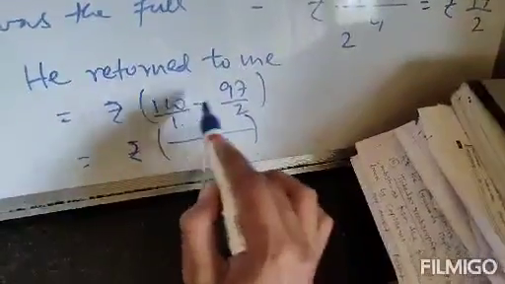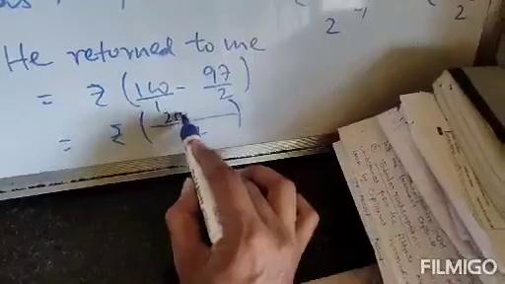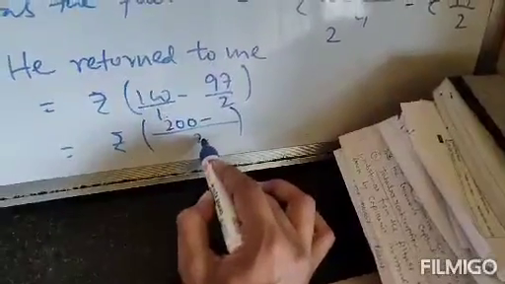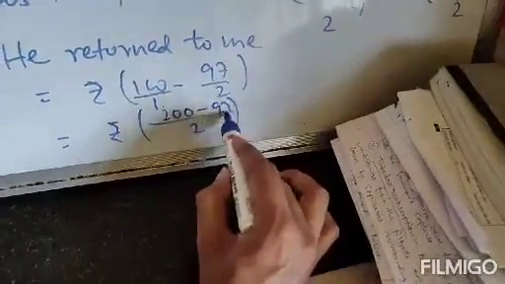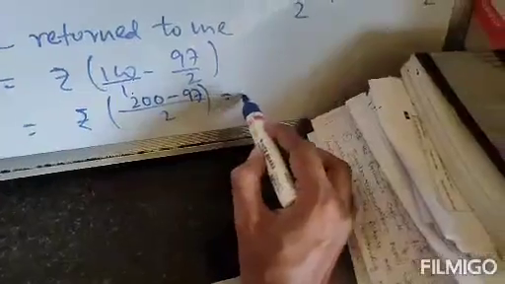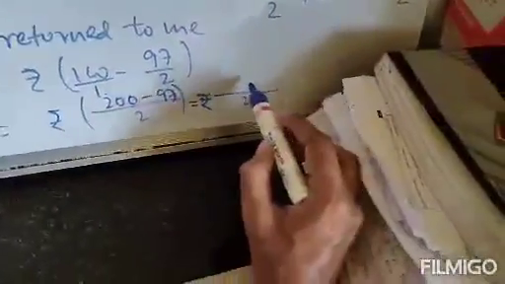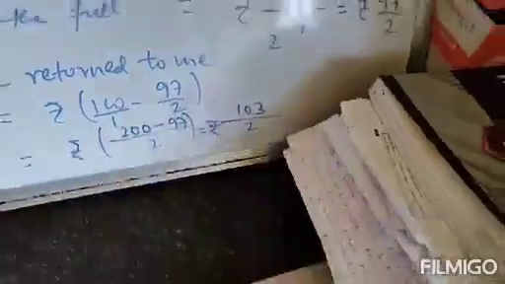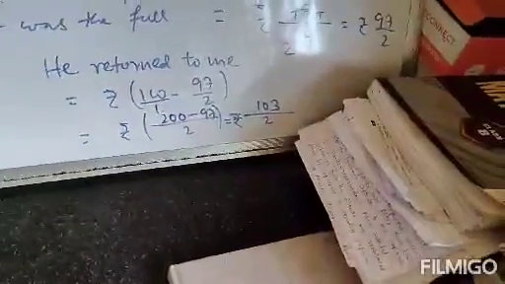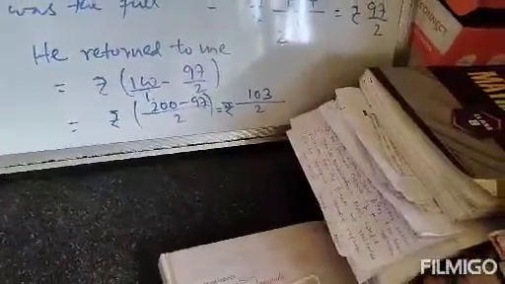So the quotient will be multiplied with the numerator. So 2 multiplied by 100 is 200, minus 2 divided by 2, that is 1, 1 into 97, that is 97. So this is over 2, with the rupees sign here. So 200 minus 97, that is 103, over 2. Clear?